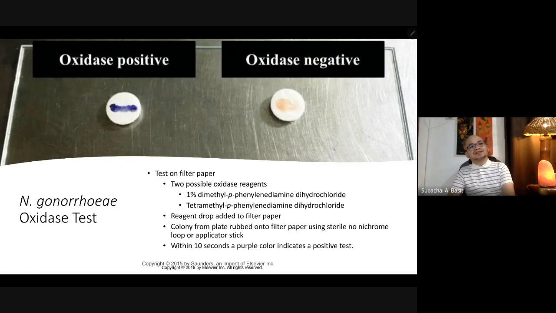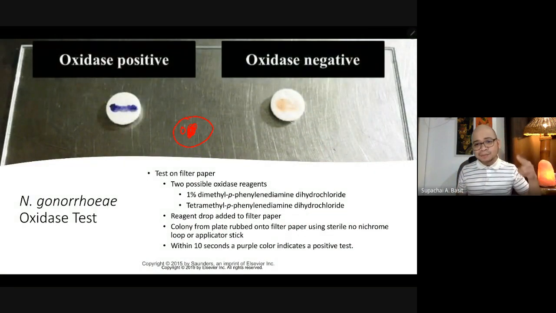Another test for Neisseria gonorrhoeae is called the oxidase test. We can do the oxidase test either on a filter paper or in the culture media itself. If we're using a filter paper, we place the colonies here, and then we add oxidase reagent.